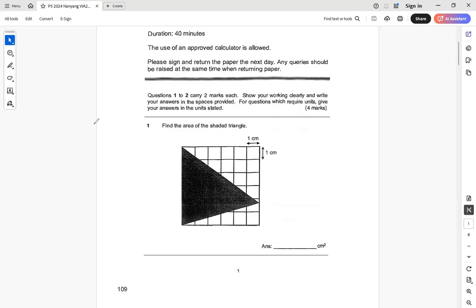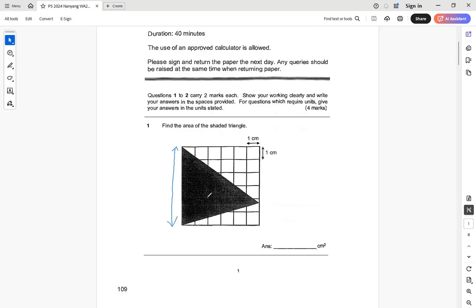Okay, question 1 here. Find the area of the shaded triangle. This is the shaded triangle. So for this one, remember the area of a triangle is half times base times height. So I need to find out where's my base and where's my height. For my base, I will choose here. Okay, this is my base.